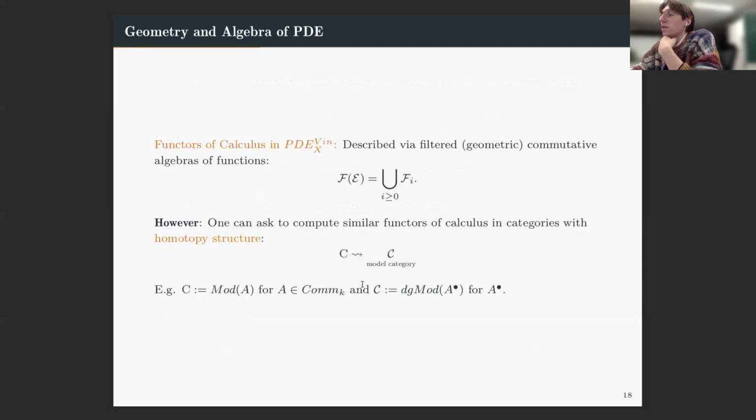So what's one of the new things we can learn? Of course, as I mentioned, the functor of calculus in the non-singular PDE setting, the Vinogradov setting, is over this filtered algebra. So F_i here is just lazy notation for the ith filtered piece of this jet tower, or the associated tower on the prolongations. And so you can ask, okay, let's apply these functors of calculus to some kind of homotopical category. A typical example is a model category structure.